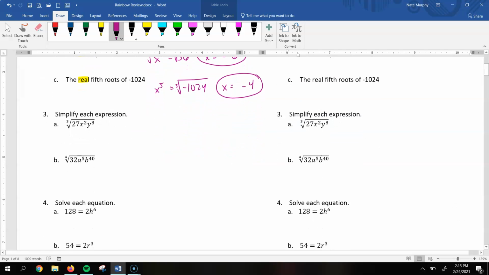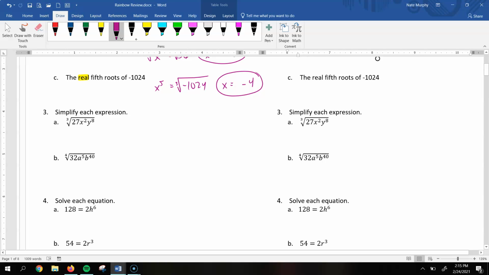All right, number 3. So for these, we're going to simplify them. Now I'm going to break this up into 3 pieces. I like doing that better just to make sure that I don't miss anything, and then I'm going to put it all together in the end. So we're going to have the cube root of 27. We're going to have the cube root of x squared and the cube root of y to the 8th.